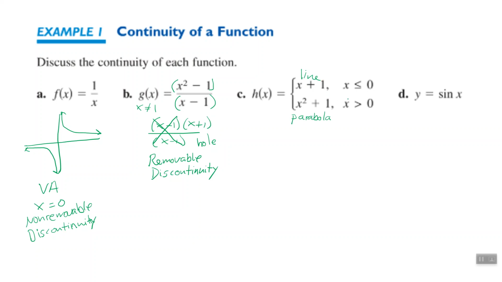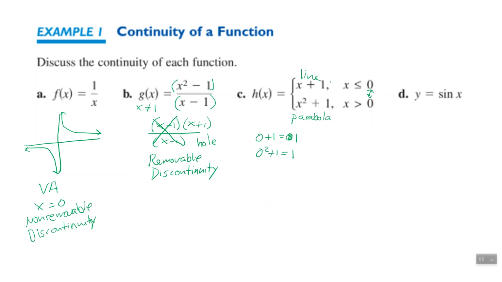So the only place where it could be discontinuous is where it switches functions, so at 0. So we're going to check 0 in each one. If we plug in 0 to the top guy, we've got 0 plus 1 equals 1. If we plug in 0 to the bottom guy, we've got 0 squared plus 1 equals 1. So from both sides, it goes to 1.